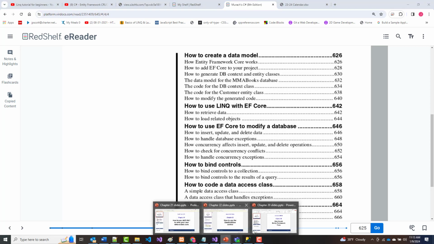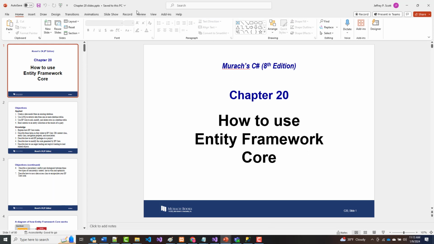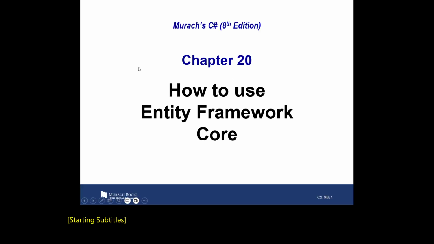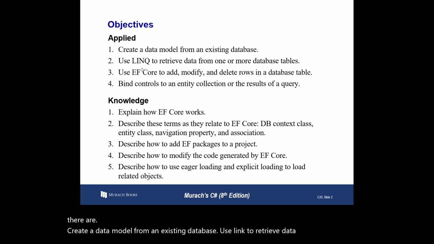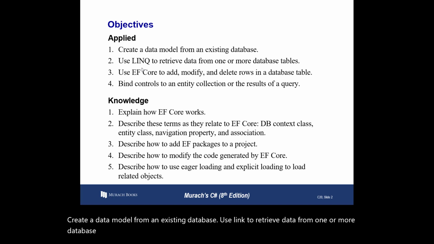So for Chapter 20, here we go. How to use Entity Framework Core, also known as EF Core. Our applied objectives here, there are 4. Create a data model from an existing database. Use LINQ to retrieve data from 1 or more database tables. Use EF Core to add, modify, and delete rows in a database table. Bind controls to an entity collection or the results of a query.